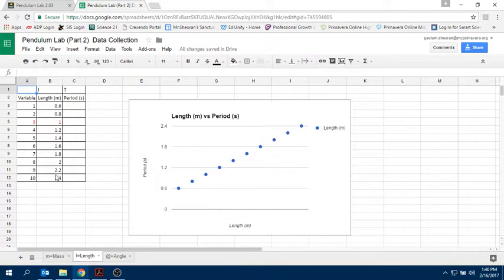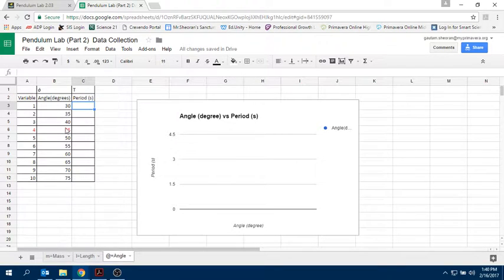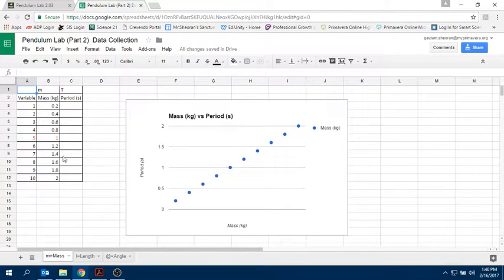As I alter the length of the pendulum, the mass needs to be 1 kilogram and the angle is 45 degrees. As I'm altering the angles and testing them, the length has to be 1 meter and the mass 1 kilogram. So those are the defaults when you're testing the other variables. Now, let us begin. Okay?